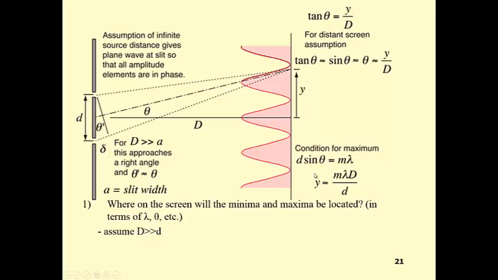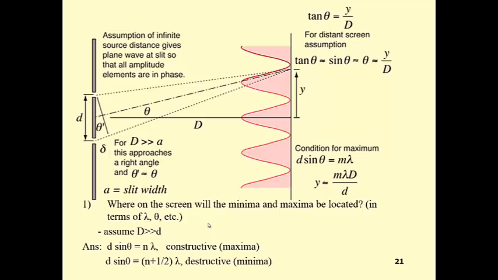And then you get a description for the distance here that is only a function of the slit separation and the distance between the screen and the slit. So where on the screen will the maximum and minimum be located in terms of lambda, theta, and d, assuming D is much greater than little d? For constructive interference, we should have d sine theta equals m lambda. And d sine theta is equal to (m plus a half) lambda for destructive interference. And that all comes from this angle assumption.